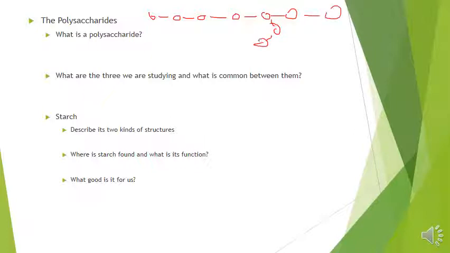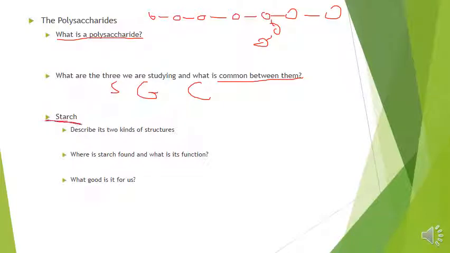Okay, and they can be really big and really long. And so this is really the macromolecule of carbohydrates. So the long chain made out of monosaccharides. We're studying 3 of them. We have starch, we have glycogen, and we have cellulose. What's common between them all is they are all made out of glucose, the monosaccharide that makes them up.